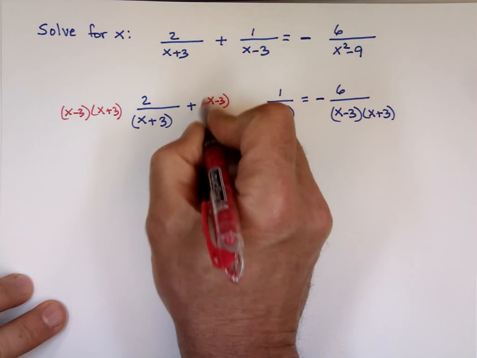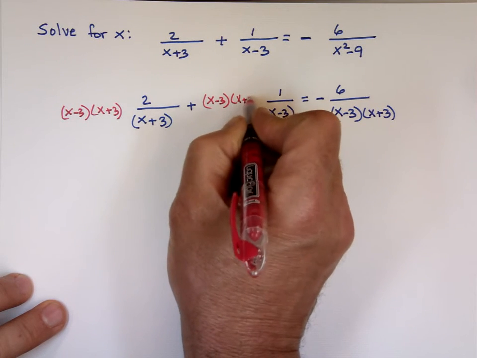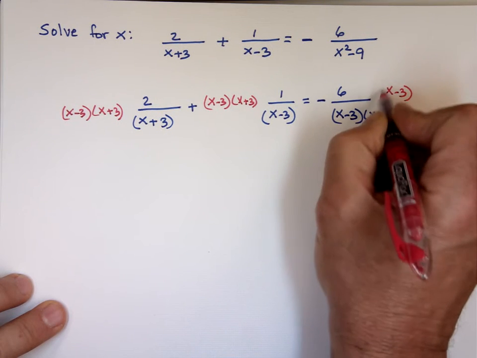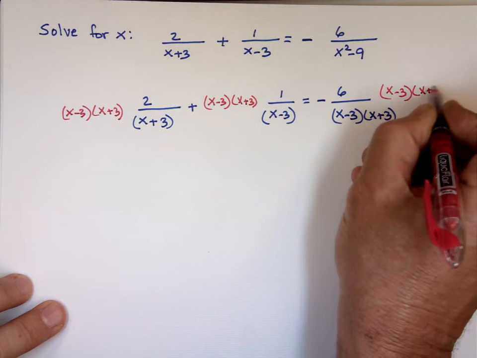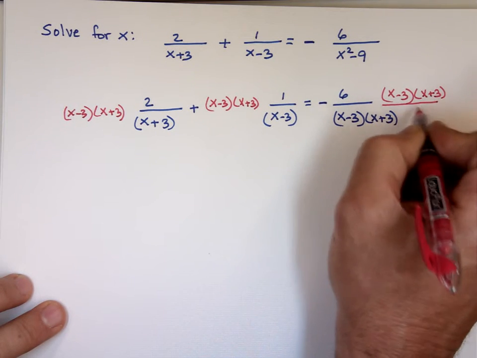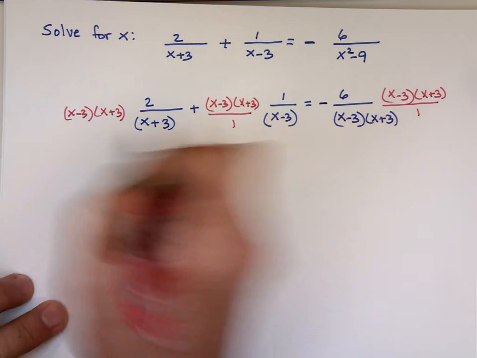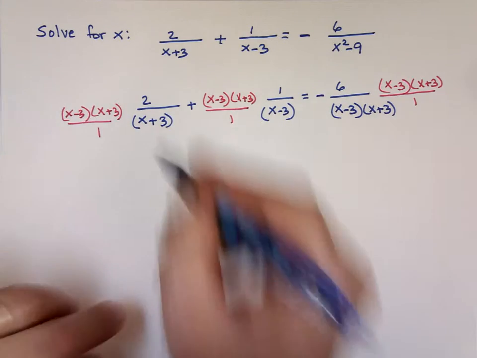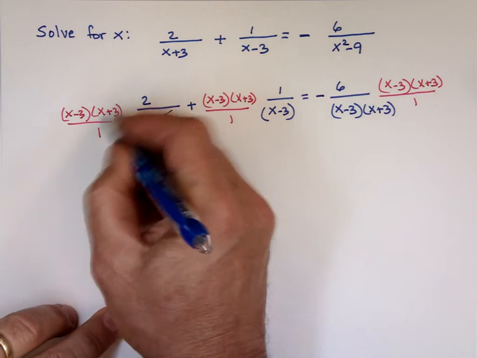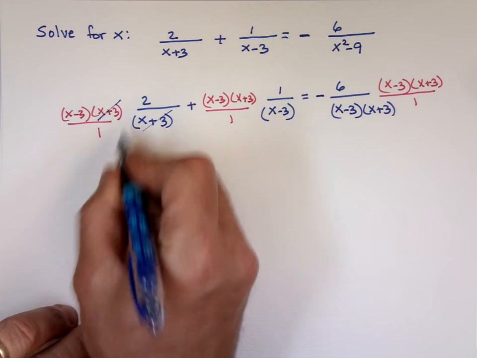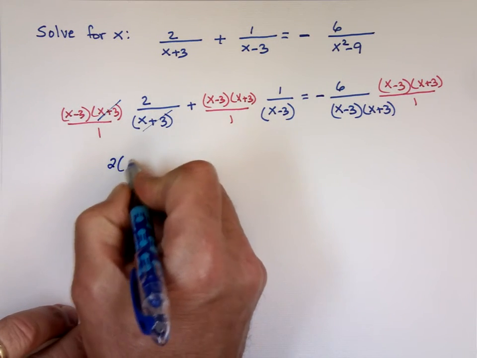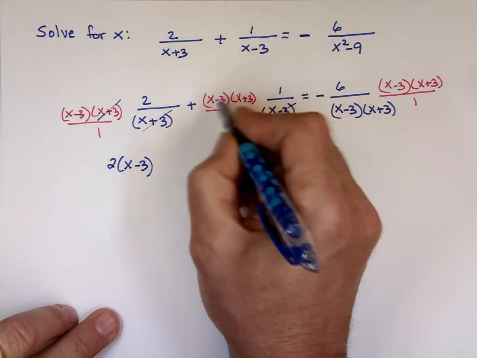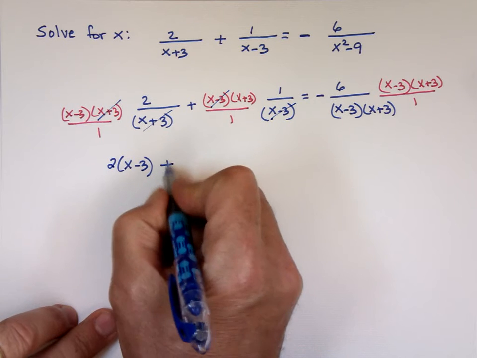You can make it over 1 if you want to. This is x minus 3, x plus 3. And the reason I like to make them over 1, just to show you, it's top and bottom you've got to cancel. So notice now, this x plus 3 cancels that x plus 3. And what's left here is 2 times x minus 3. This x minus 3 cancels this one. What's left is 1 times x plus 3.